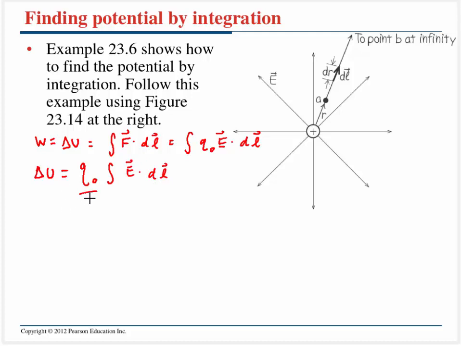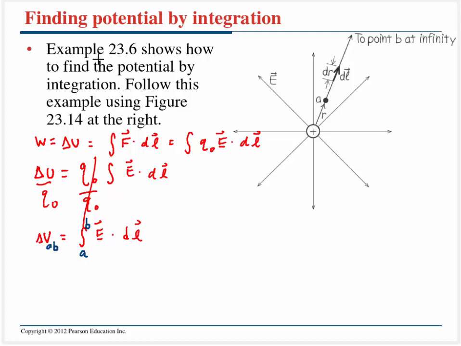And if we divide both sides by Q naught, then Q naught goes away, and we know that the potential energy divided by Q naught is also known as the voltage. So the change in voltage is simply going to be the integral of the electric field dotted with dl. Now, of course, we're going from one point to another point, so we're integrating from A to B, and the voltage from A to B is simply the integral from A to B of the electric field dotted with dl.